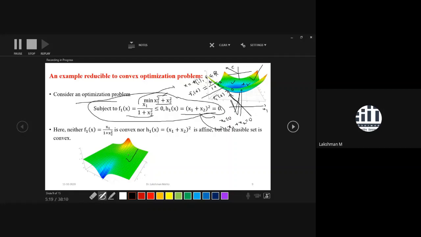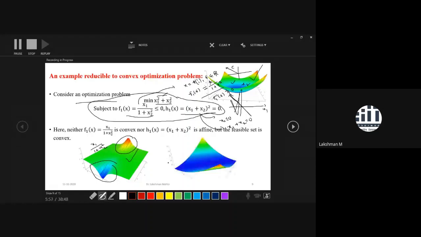So you observe that this function is not convex. Why? You can observe here, due to this portion, it is not a convex function. Even due to this portion, it is not a convex function. This is the plot of x1 by 1 plus x2 square. From the plot, you can easily see that it is not a convex function because it does not have a positive curvature everywhere. So that's why it is a non-convex function.